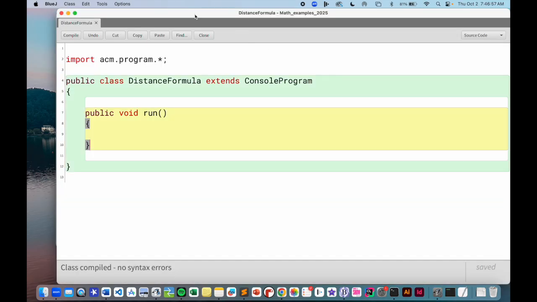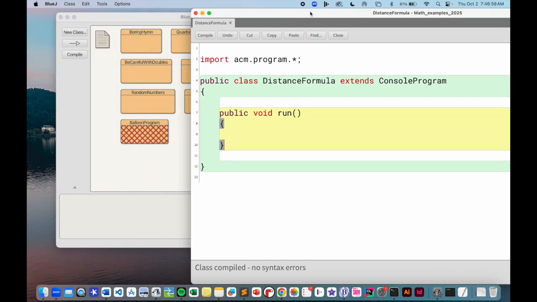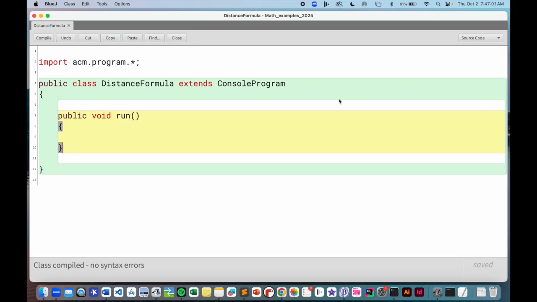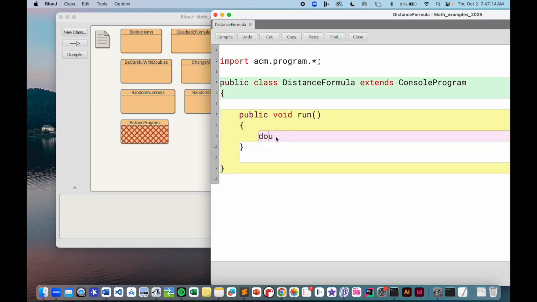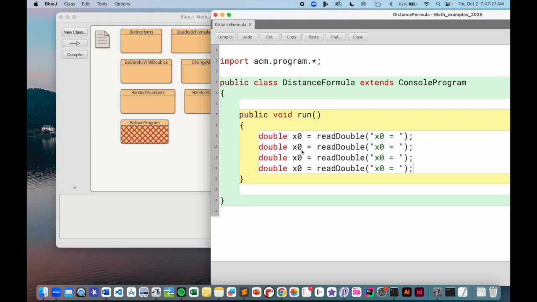When I say distance formula, what I really mean is, let's say I have 2 coordinate points, so like an x0, y0, and an x1, y1. Can you find the distance between those 2 points? So let's do this. We're going to do a bunch of read doubles. I'm going to do double x0 equals read double x0 equals, and we'll just take this. We're going to get 4 numbers.